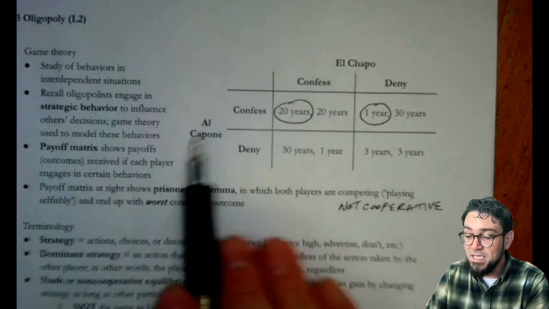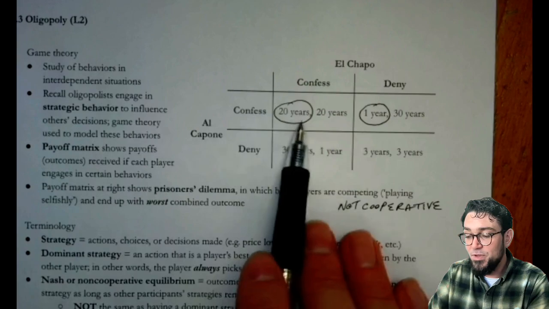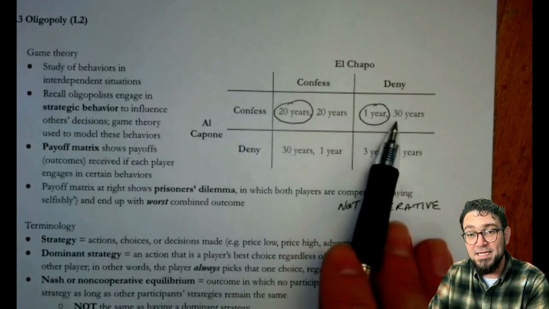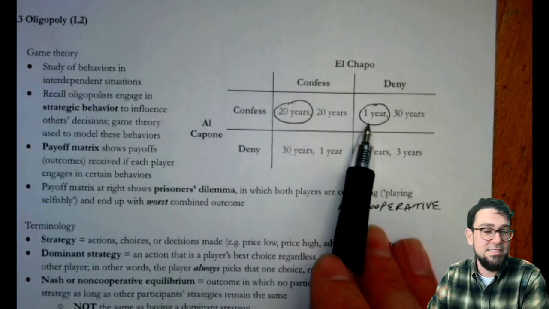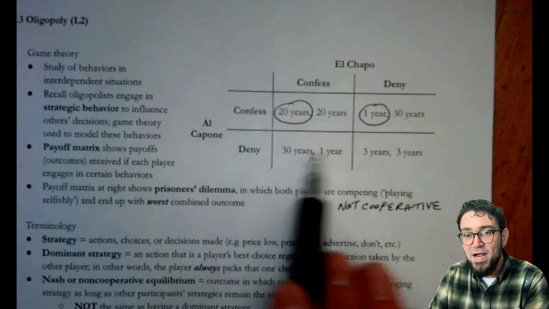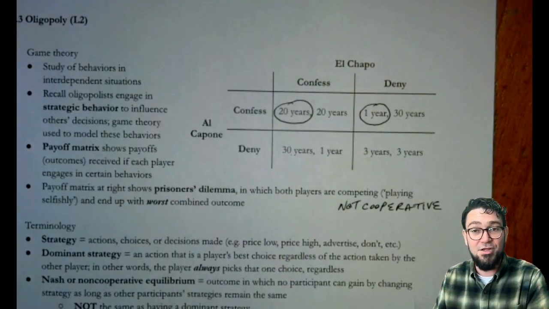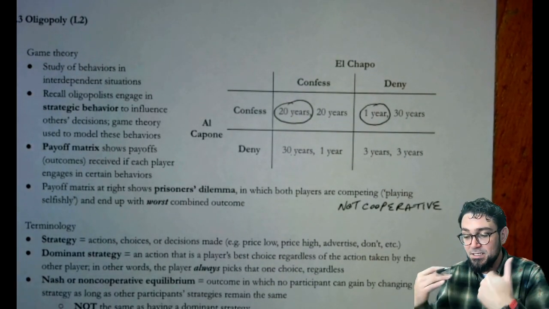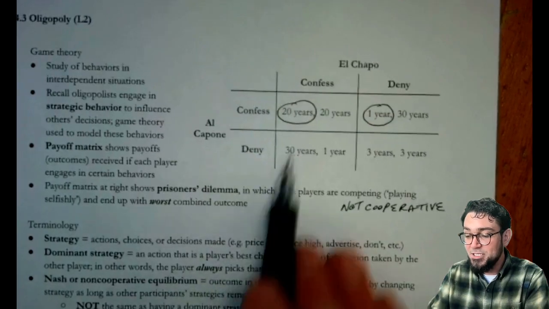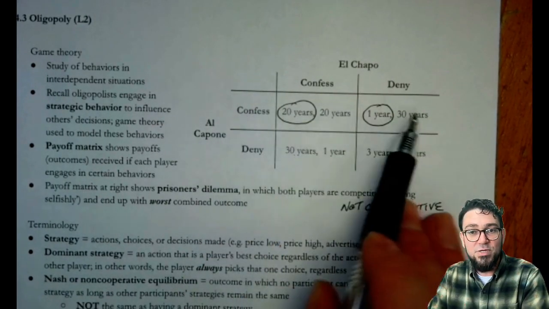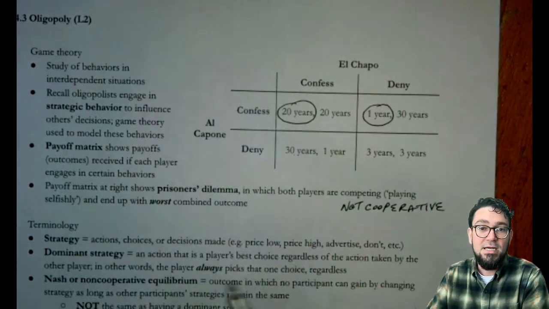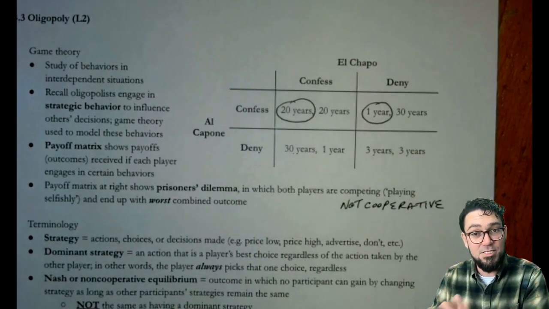Now, because I am Al Capone and my outcomes here are to always confess, it means that if El Chapo confesses, I'm going to confess. If El Chapo denies, I'm going to confess. I'm never rationally going to deny what I've done here. I have what we call a dominant strategy. A strategy is a choice. That's what confess and deny is. And because I'm always doing this strategy, I'm never choosing the other one. I would say that confess is my dominant strategy.